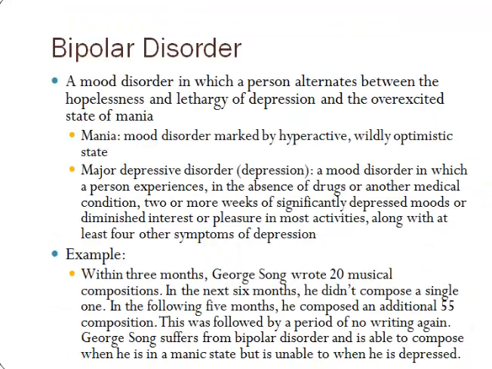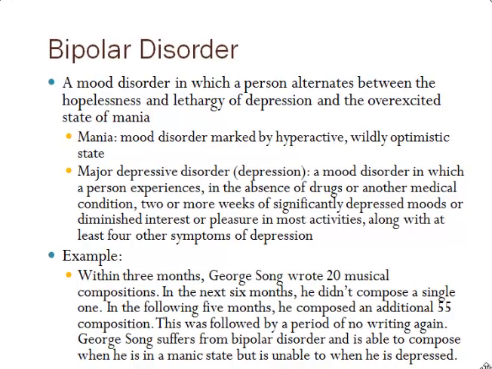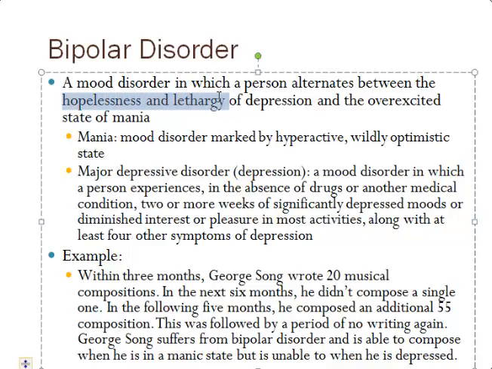Next, we're going to look at bipolar disorder, which is kind of a disorder where people swing between two poles. That's why it's called bipolar, where people at one point are very excitable and very energetic, very up, so to speak, and at other times the person is very depressed, very down. They used to call this manic depressive because the person was sometimes depressed and sometimes manic, which is just very, very, very energetic. But this is a mood disorder in which a person alternates between hopelessness and lethargy, that's the down, and the overexcited state of mania.